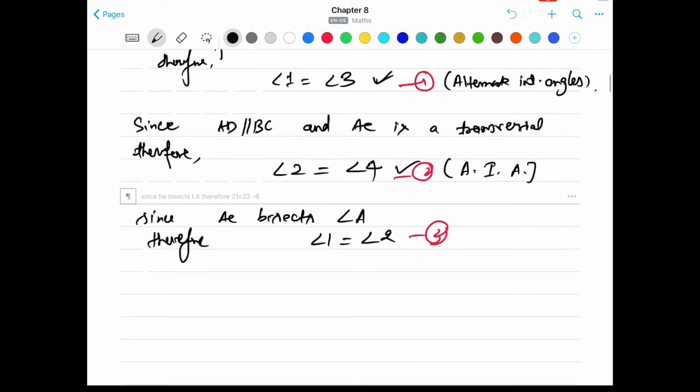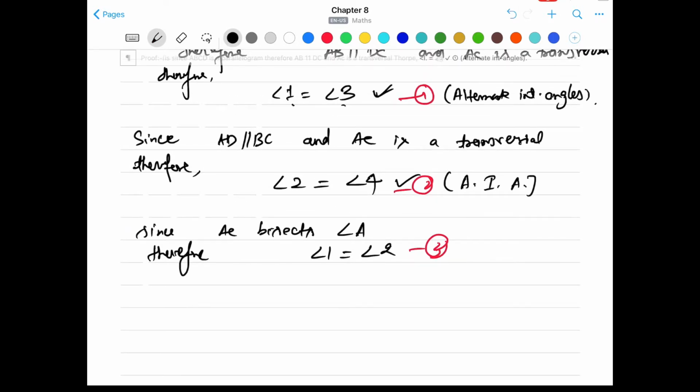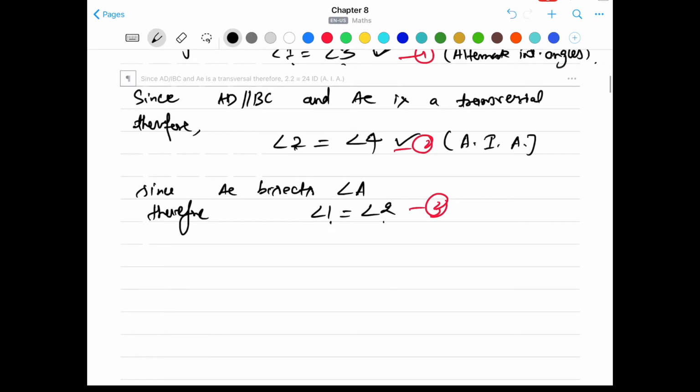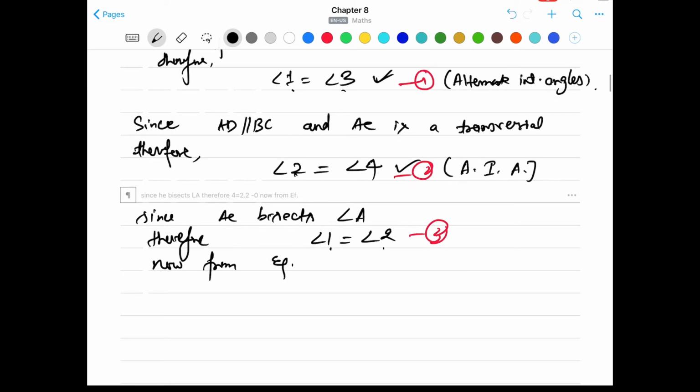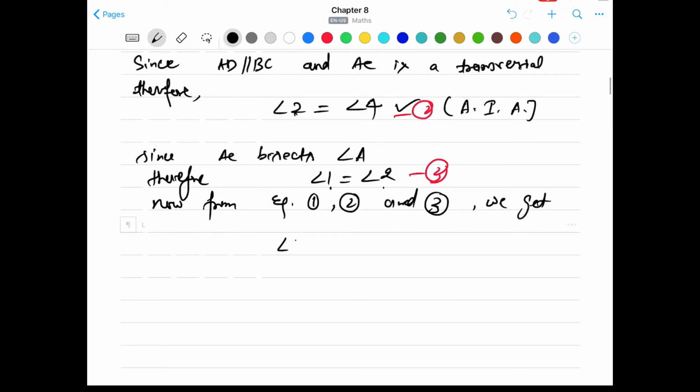From equations 1, 2 and 3 you will get that 1 is equal to 3 and 1 is equal to 2, 2 is equal to 4. That means from these equations all four angles will be equal. Now from equations 1, 2 and 3 we get that angle 3 is also equal to angle 4.